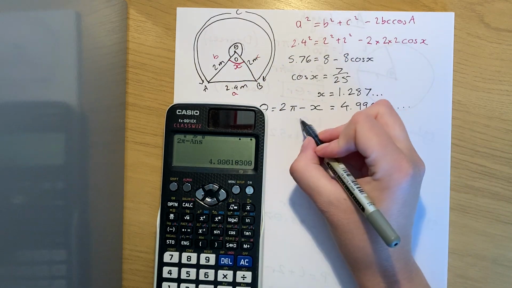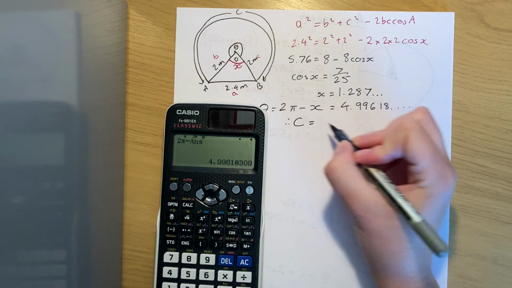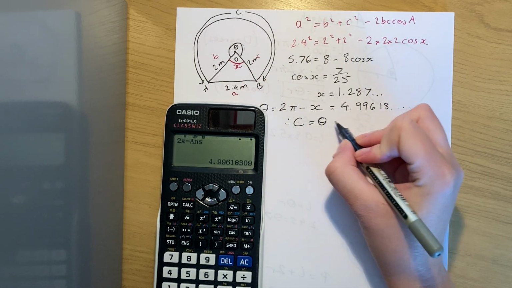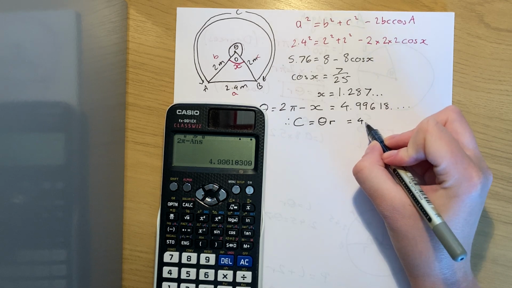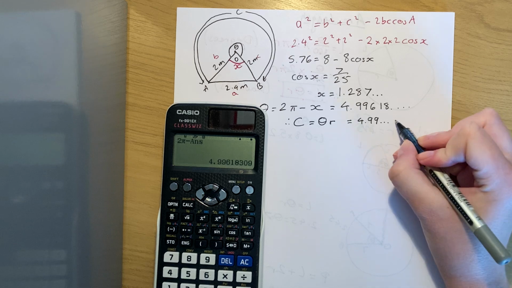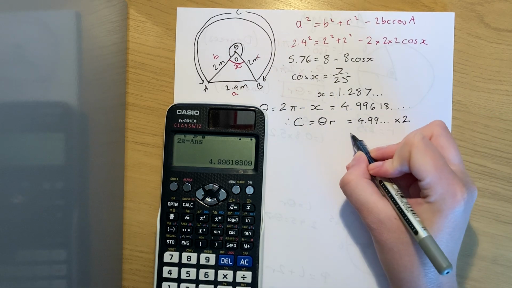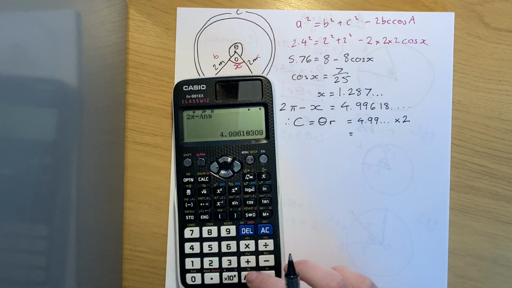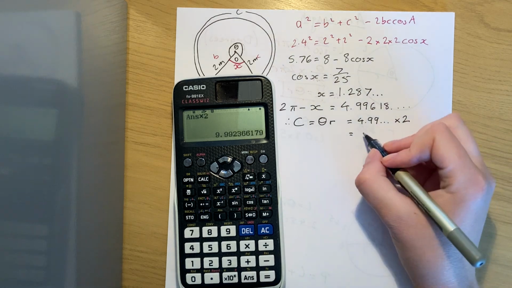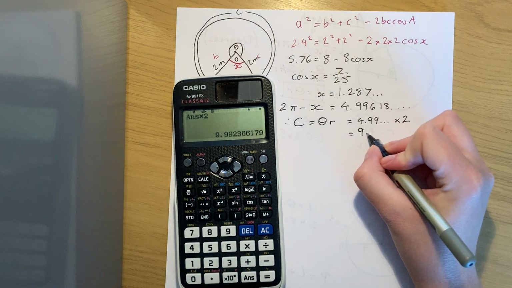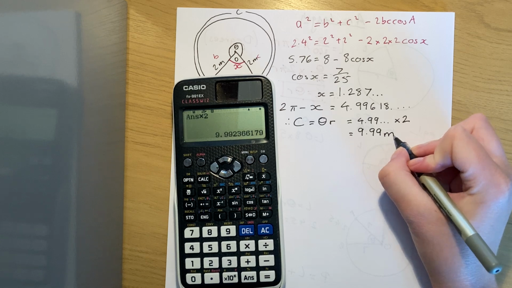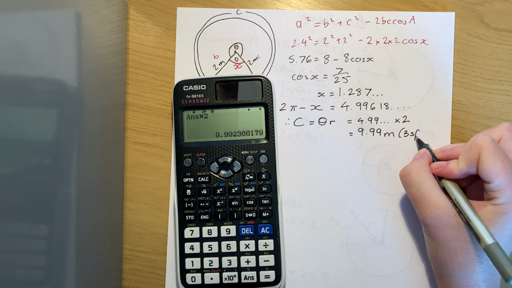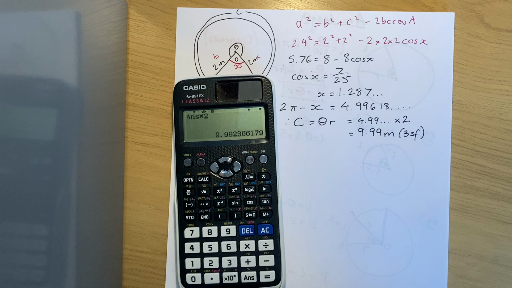So C, therefore, which is theta times the radius, is 4.99... times 2. So answer times 2, which is 9.99 metres to 3 significant figures.